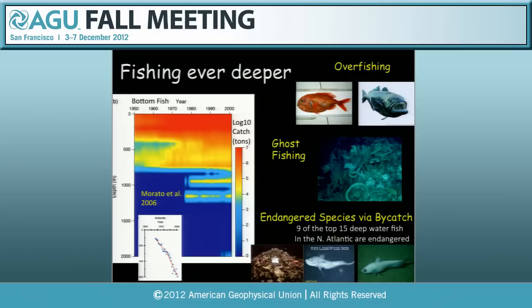And so it's routine now to collect fish from, and this just reflects this deepening over time, it's routine to collect fish from 1,000 meters or more. Now, the fish that live down there grow very slowly. They have long maturation times, and so it's very unlikely that once those fish are depleted or overfished that they are going to recover very easily.